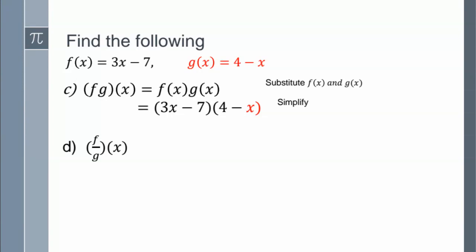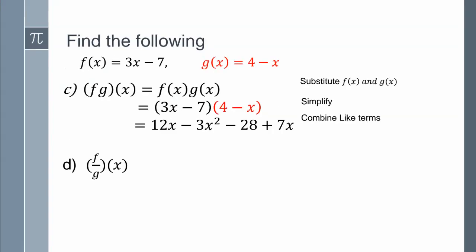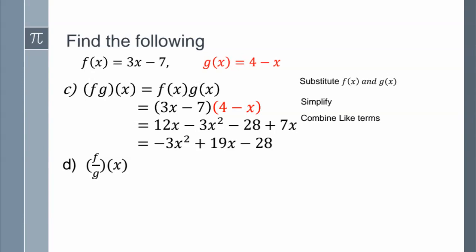So now I'm going to FOIL in order to simplify, right? I'm going to distribute the 3x to the 4, the 3x to the minus x, the minus 7 to the 4, the minus 7 to the minus x, and that's going to produce 12x minus 3x squared minus 28 plus 7x. And if I can combine like terms, I will, and I can. I have only two like terms, a 12x and a 7x, which will give me 19x.